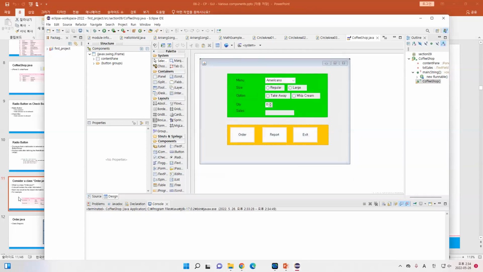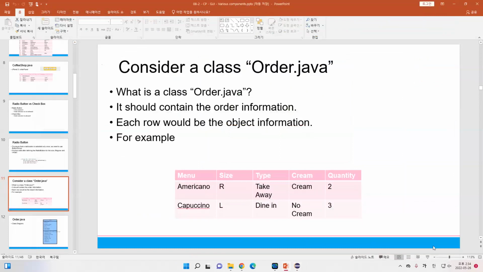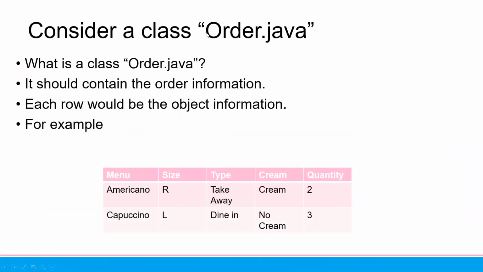Now we are going to make one Java class. I would like to make one Java class which is Order. What is a class Order.java? It will contain the order information. So the order information, its row will be the object information. The object information means like we have the customer. So for example, I just have the menu. In this case, one customer can order only one menu.